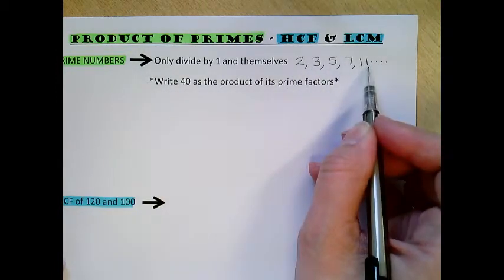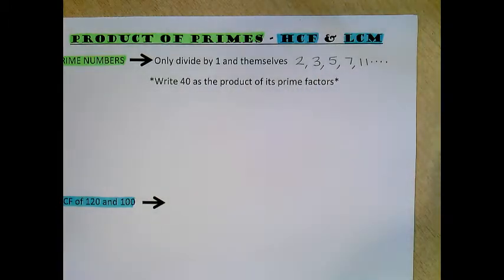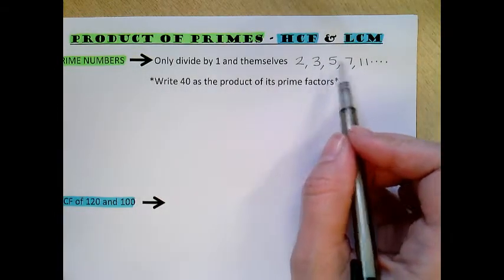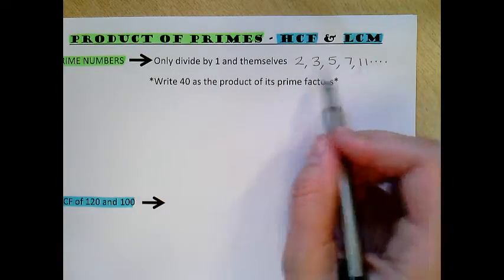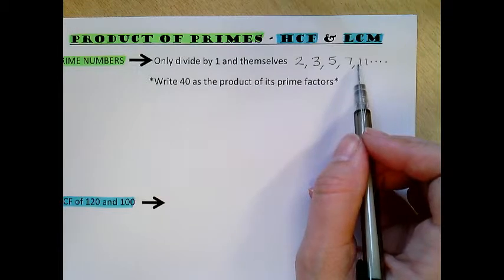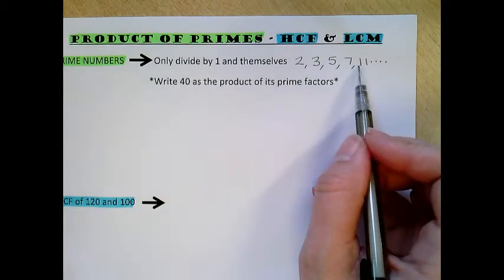You'll notice as well there that the only even one is 2. All of your other prime numbers are odd. That doesn't necessarily mean that because it's odd, it's automatically a prime number, because I skipped out a number like 9, and it's odd, but because it divides by 3, it doesn't fall into this category of being a prime number. So these are the main prime numbers that I'm going to be using.